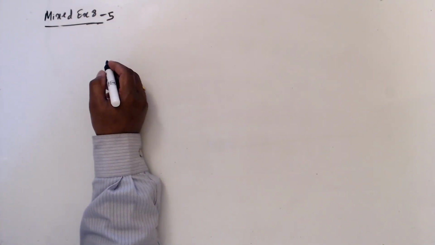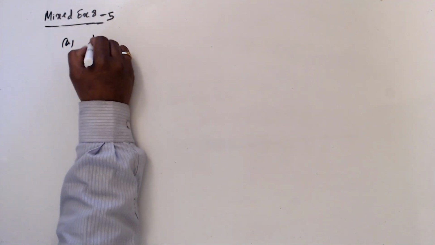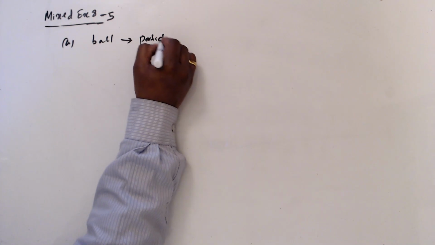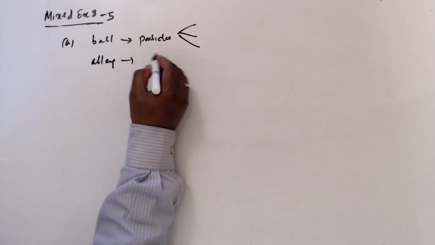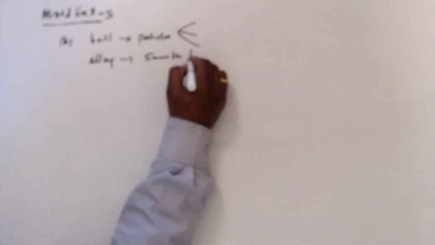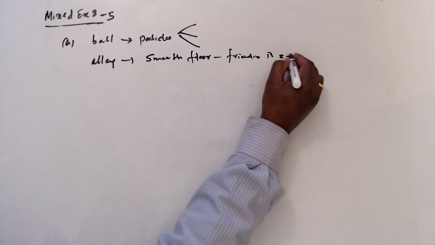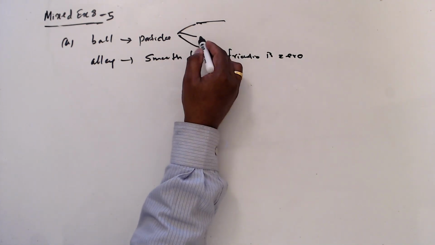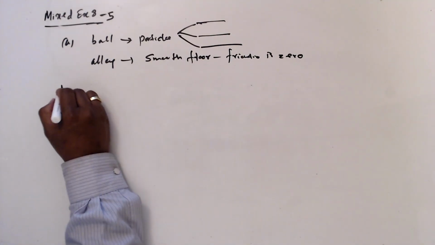Question number 5. A man throws a ball in a bowling alley. Make a list of assumptions you might make to create a simple model of the motion of the bowling ball. That is part A. Two things I can see: the ball, which is going to be a particle with the three assumptions, and the alley, so a smooth floor. Friction is zero. Air resistance is disregarded, rotational forces are disregarded, and mass is concentrated at a single point.